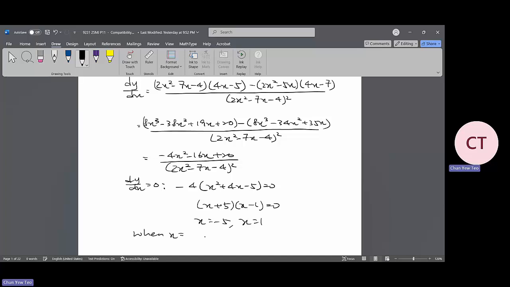When the x is negative 5, what is your y? When the x is 1, what is your y? Just use a calculator to press it. When the x is negative 5, you get 25 over 27. When the x is 1, you will get 1 over 3. So therefore, your stationary points will be (-5, 25/27) and (1, 1/3). Just like that, done. That is the answer for part B.